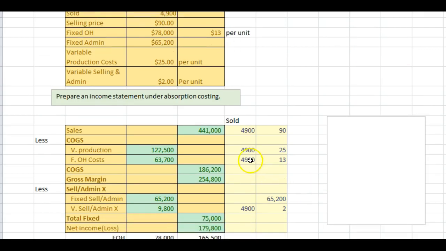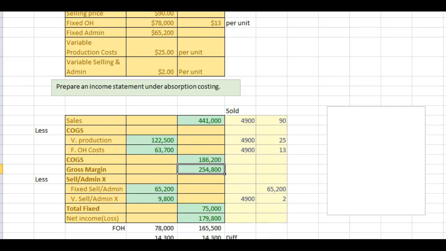How many did I sell? 4,900 times 13. So my fixed costs are now $63,700. So again, I can do my cost of goods sold. I can do my gross margin. I can come down here and use my period costs, which are the selling and administration, to get total fixed costs down here. Total fixed, or I guess this really should be called period costs rather than fixed. Kind of confusing. And I now have a net income of $179,800.